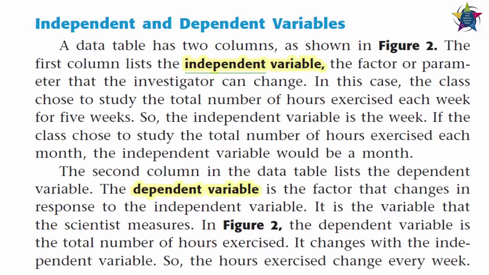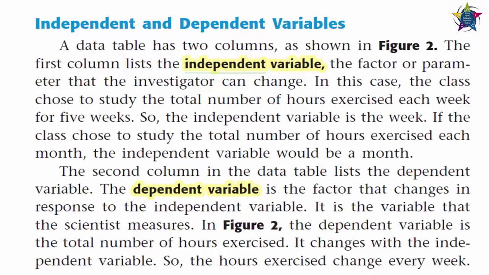The first column lists the independent variable, the factor or parameter that the investigator can change. In this case, the class chose to study the total number of hours exercised each week for 5 weeks. So, the independent variable is the week. If the class chose to study the total number of hours exercised each month, the independent variable would be a month.